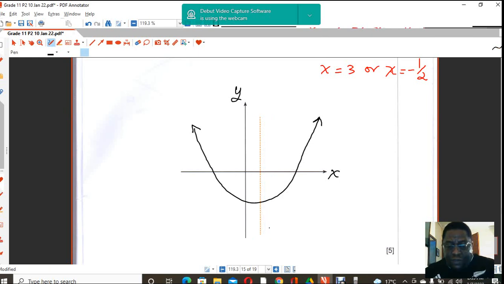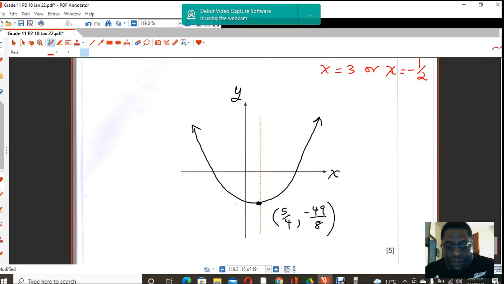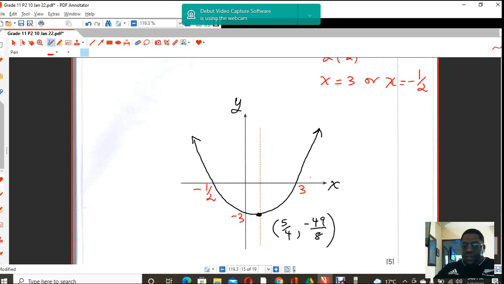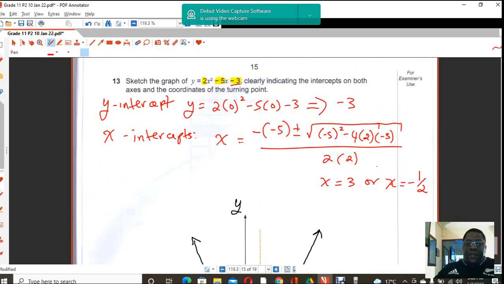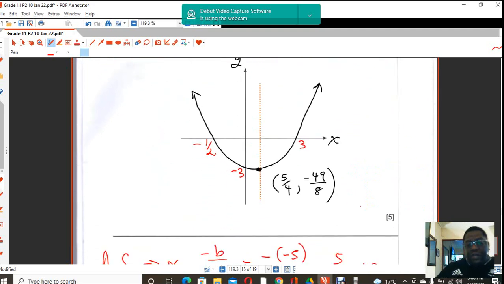So this is the point where it turns, so that's the point 5 over 4, comma negative 49 over 8. Okay, or you can give the decimal. All right, the other points that I'm going to write, negative 1/2 and positive 3 here. There you go. You have sketched that particular graph. X-intercepts, y-intercept, turning point. Is that clear? Right, so it's 5 marks, please.